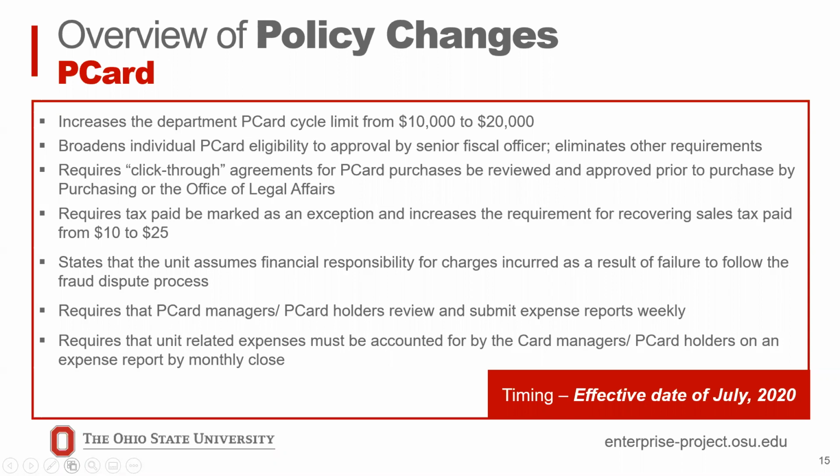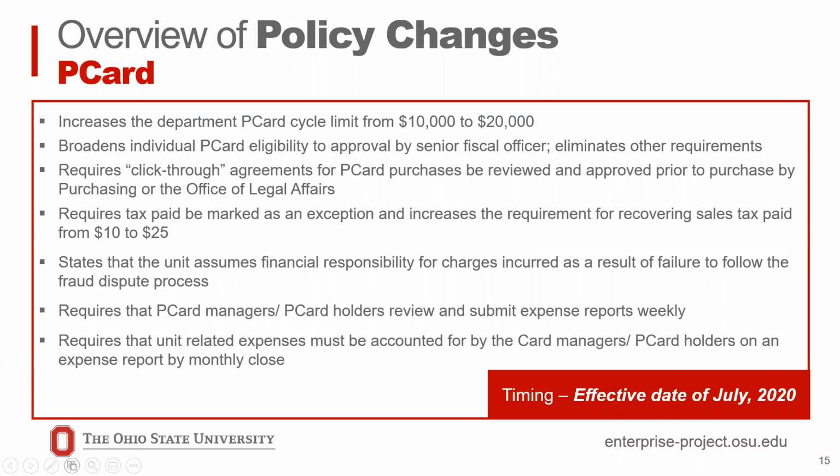So P-card policy changes. We are increasing the department cycle limits from 10,000 to 20,000. We are getting a lot of requests for those temporary increases on a regular basis, so we're going to go ahead and bump those up. We are broadening the P-card eligibility. Right now there's a host of different requirements, and we're moving to just being approved by your senior fiscal officer within your college.